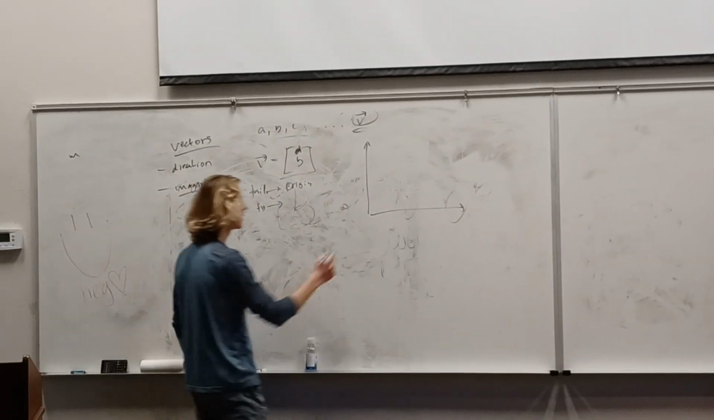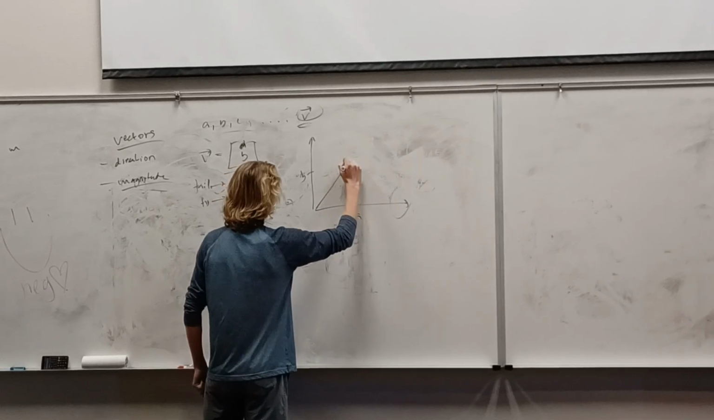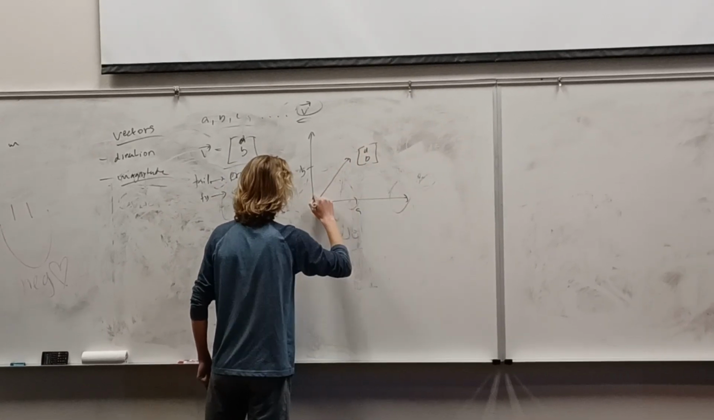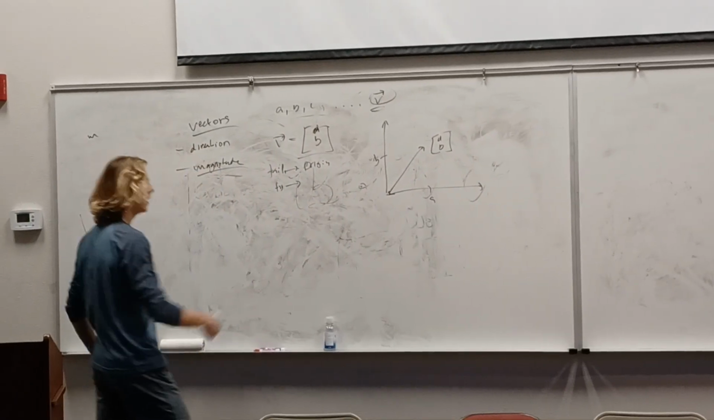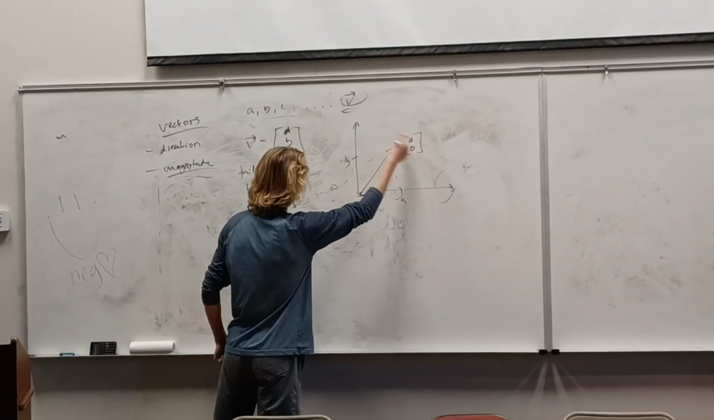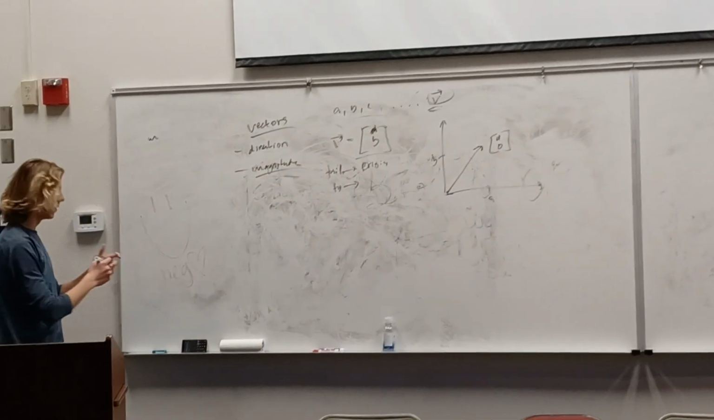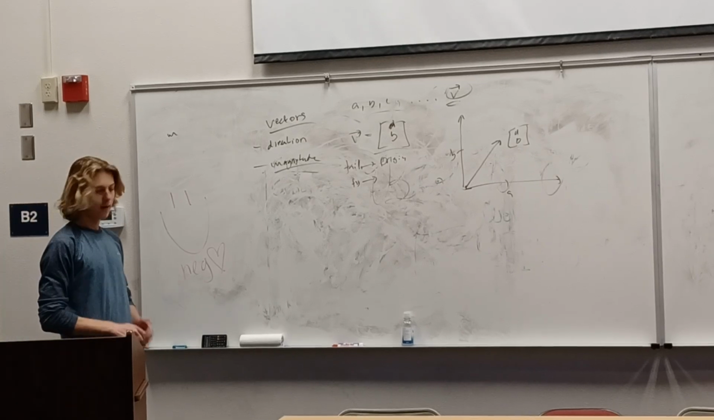So in this case, this is A and this is B. So this is what your vector looks like. And that's essentially what it is. You just keep your tail at the origin, and your tip is fixed to wherever A and B are. So that's the general idea of what the vector looks like.